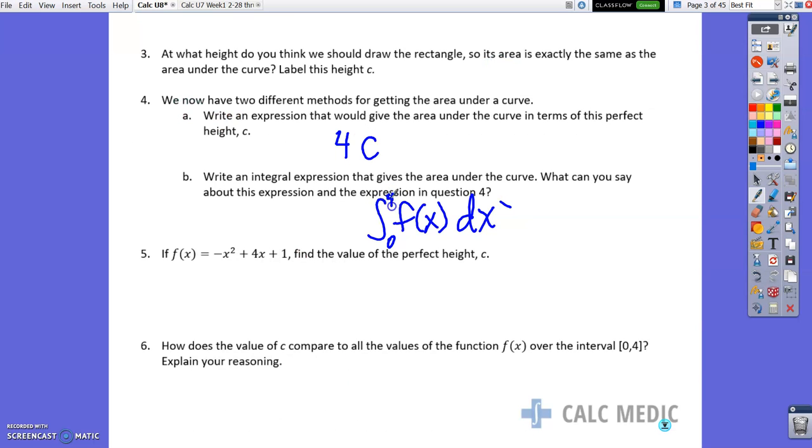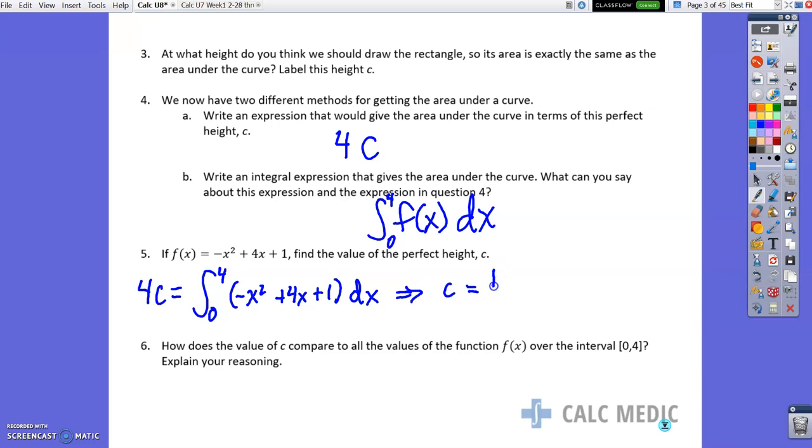So from 0 to 4, there's my integral expression. Let's see if we can find the value of C. We know that 4C is equal to the integral we set up, and we're going to replace f of x with negative x squared plus 4x plus 1. So there's our antiderivative.